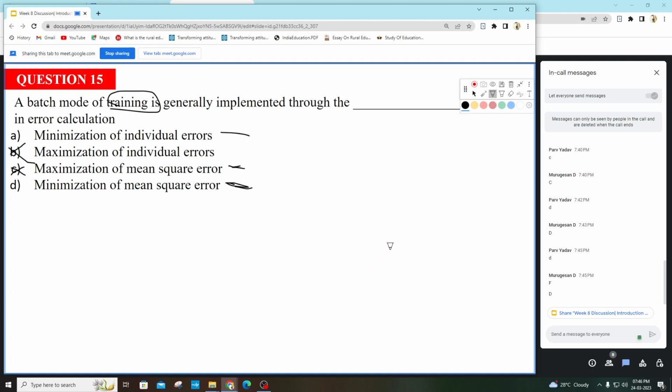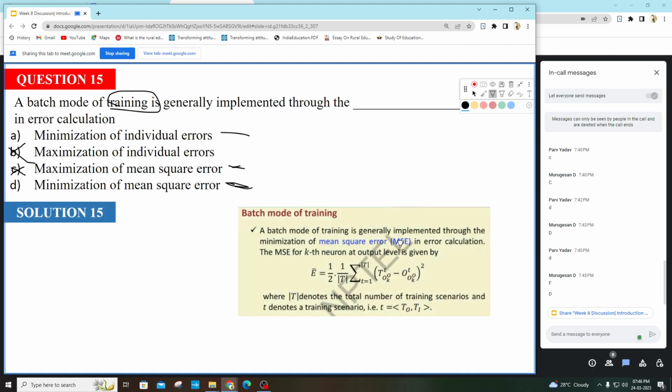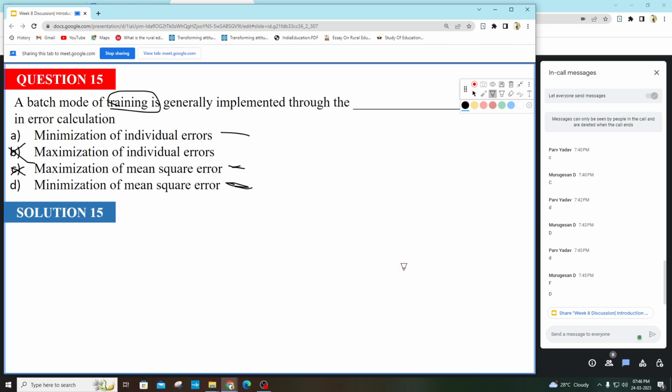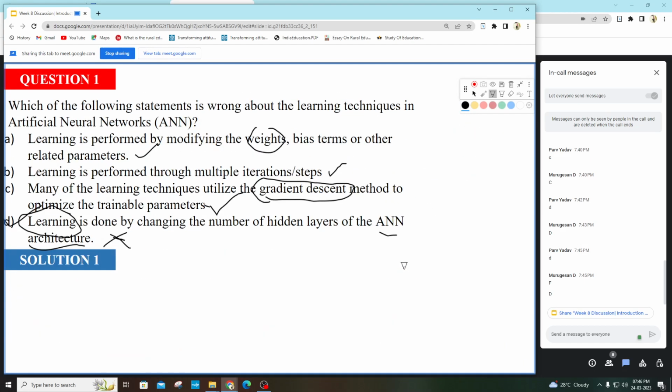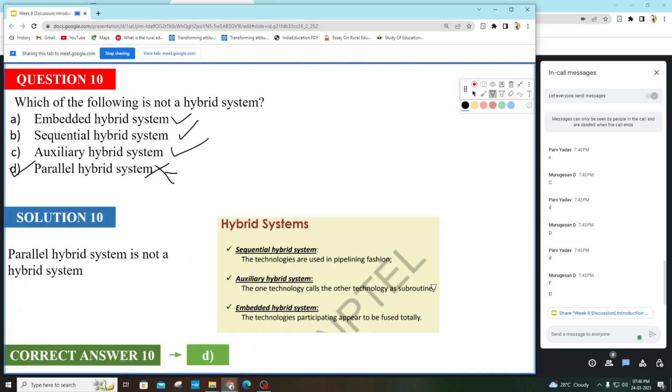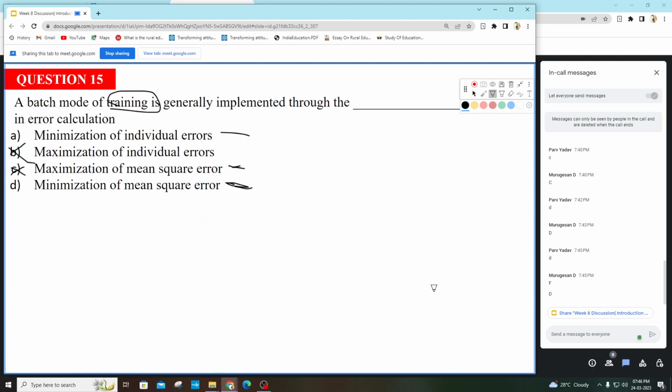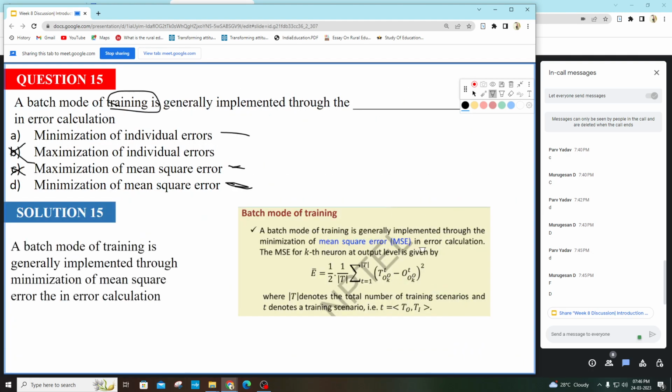So what happens is there are two types of training. One is incremental training and one is batch mode of training. In incremental training, what we are doing is the calculation that we have done in the previous question. Incremental mode means we have only checked for one iteration. But what happens in batch mode of training is that there are n number of neurons in the output layer, and for all the neurons we do this calculation. That is, error is calculated for all the neurons, that is batch mode of training.